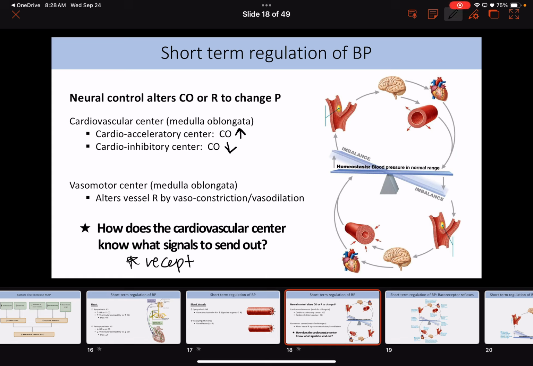Anybody remember what the receptors are that detect pressure? Baroreceptors is what they're called, baroreceptors.